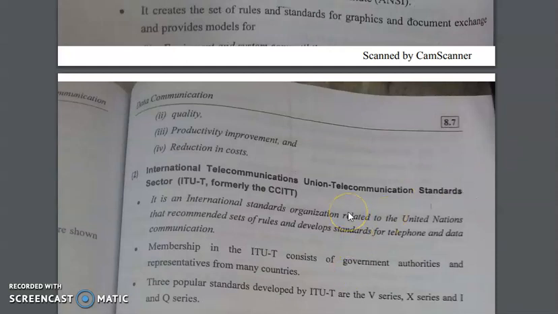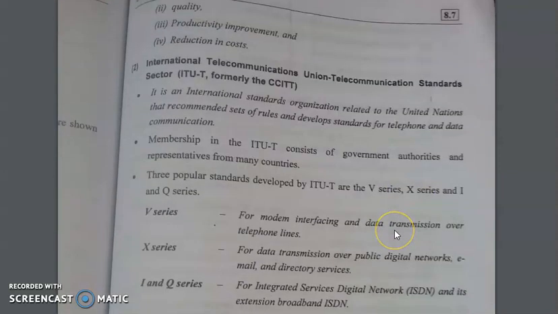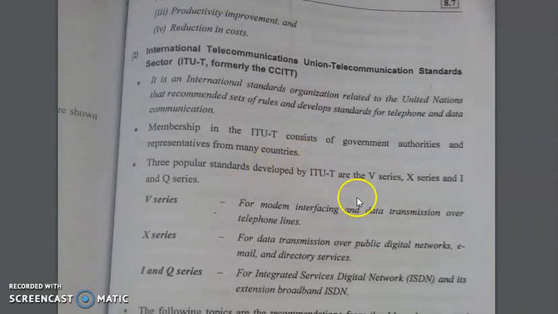Second, International Telecommunication Union Telecommunication Standard Sector is used for a set of rules and development standards for telephone and data communication. Membership in the ITU-T consists of government authorities and representatives from many countries.